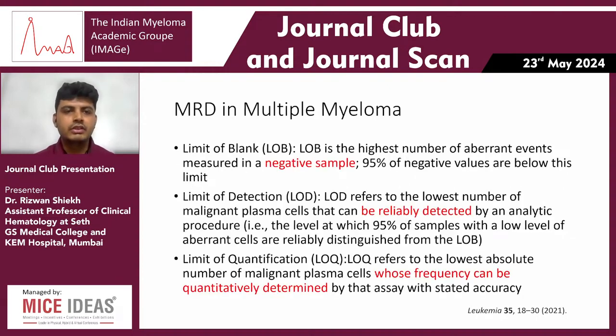Now, before we delve further, we need to know about three terms: limit of blank, limit of detection, and limit of quantification. Limit of blank is the highest number of aberrant events that can be measured in a negative sample, so it's closest to zero. The test is not able to tell if it is there or not. Limit of detection refers to the lowest number of malignant plasma cells that can be reliably detected. And limit of quantification is the lowest frequency at which the sequence can be quantitatively determined.